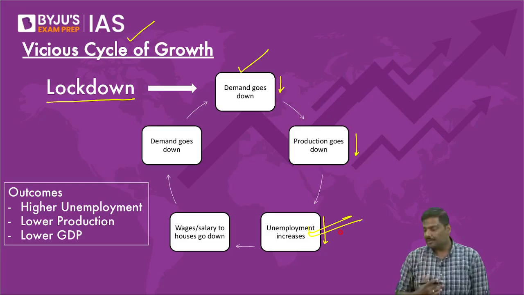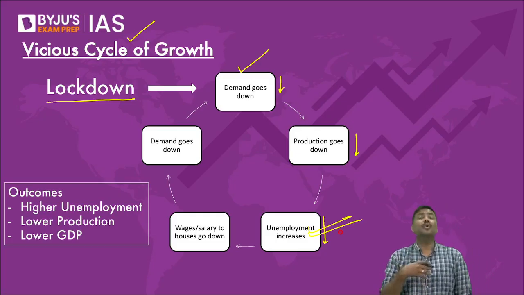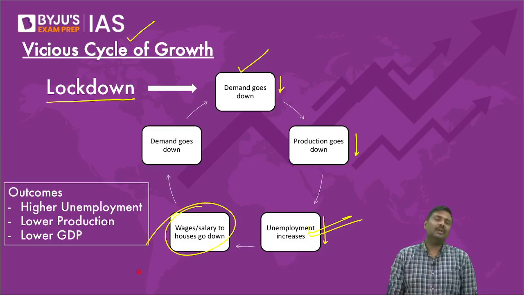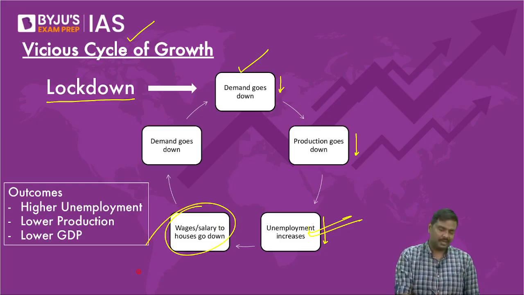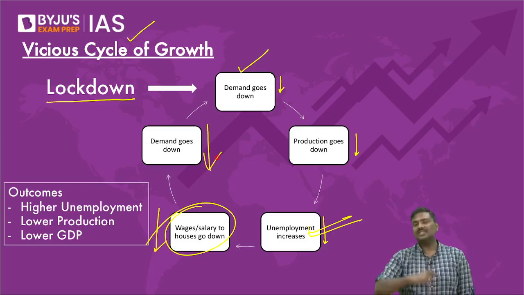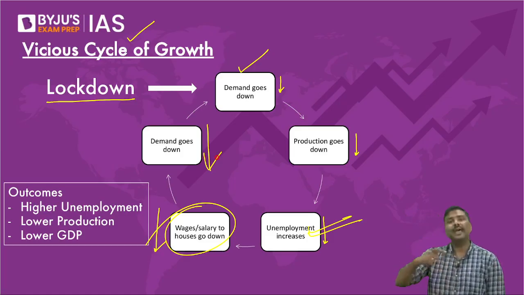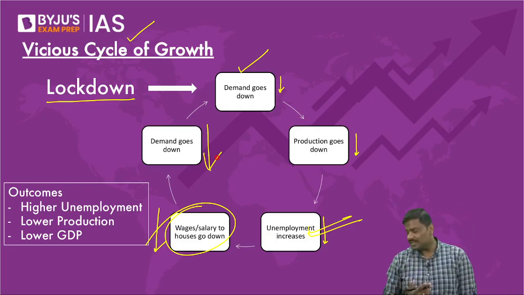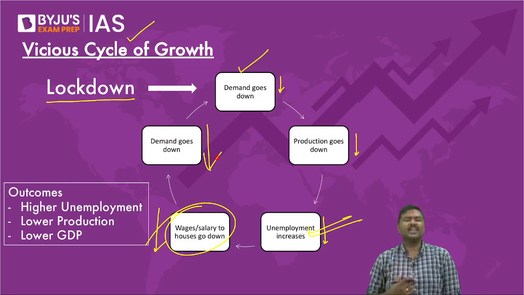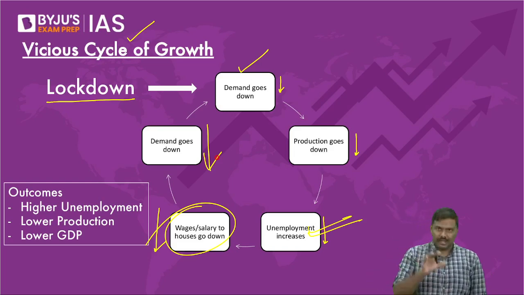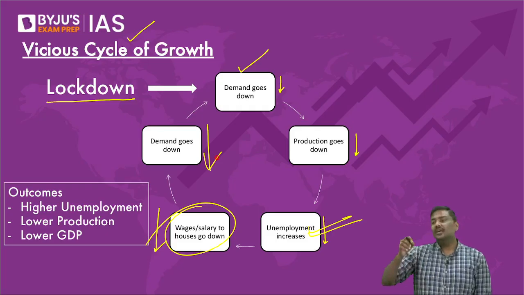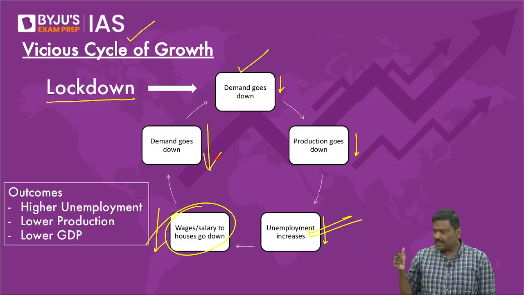Unemployment will go up. And when the unemployment goes up, what do you think will happen to the salaries earned by the people? Salaries will also go down. Again, demand goes down. So the cycle will keep on getting reinforced. Cycle will keep on happening again and again and again. But what is the result of this cycle? Simple. The result of the cycle is that unemployment increases, right?